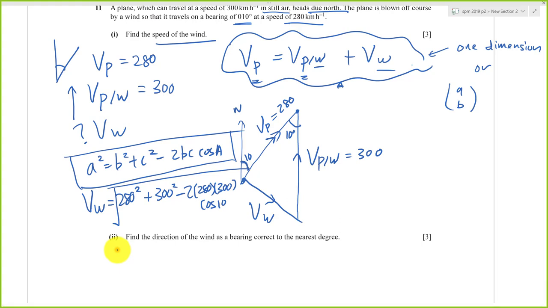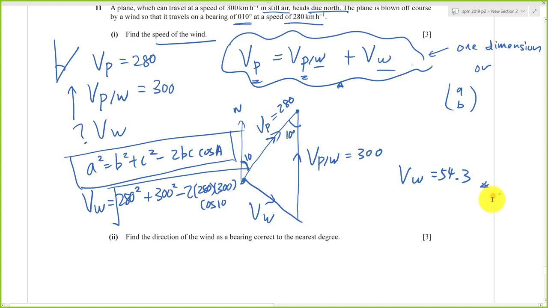So 280 squared plus 300 squared minus 2 times 280 times 300, and change back to degree, sorry, and then times cos 10. And then the square root, my answer. So I get the velocity of the wind. The velocity of the wind will be 54.33, or you write 54.3.